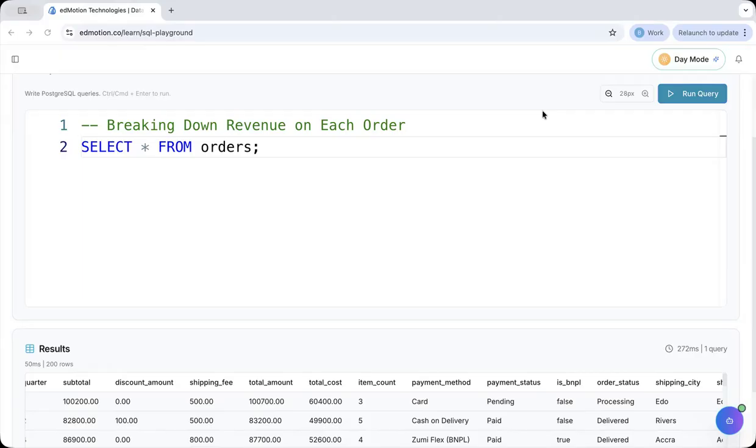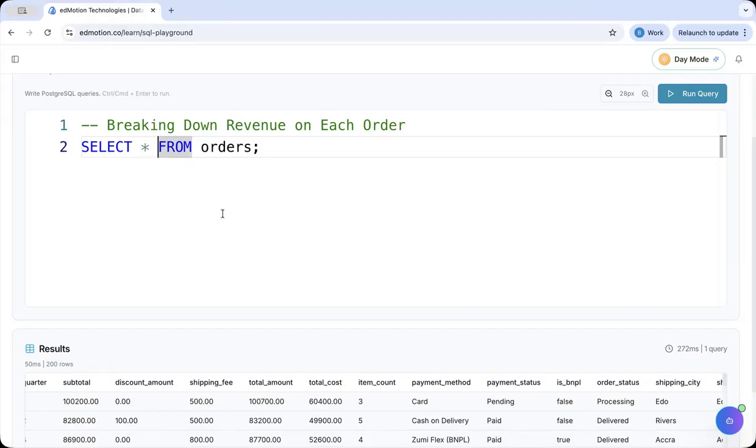And to see how big the shipping cost is relative to the total, we will divide shipping fee by total amount and then multiply by 100. The same idea for the discount percentage. So let's write the query.